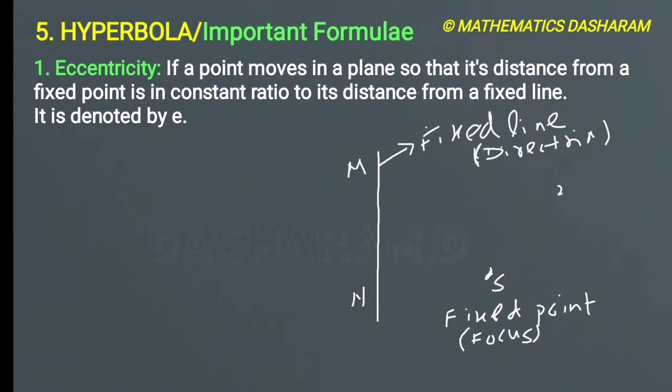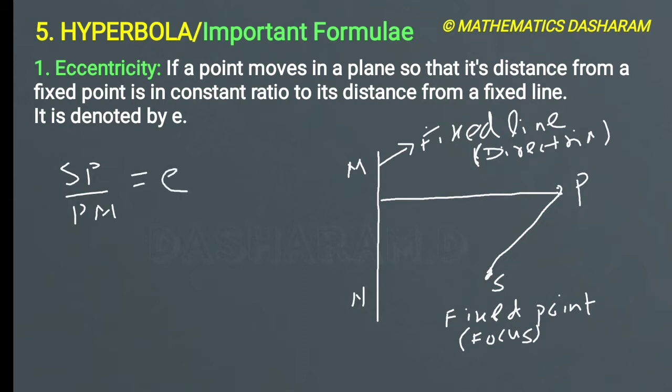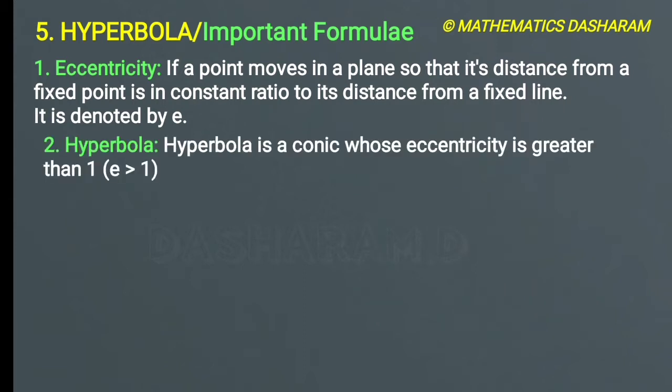Let's take one point P, which is a moving point. Then the distance between S and P, and the distance from the fixed line to P, so SP divided by PM is a constant ratio, and it is called the eccentricity. Second definition, hyperbola. A hyperbola is a conic whose eccentricity is greater than 1. That means if E is greater than 1, then that conic is called a hyperbola.